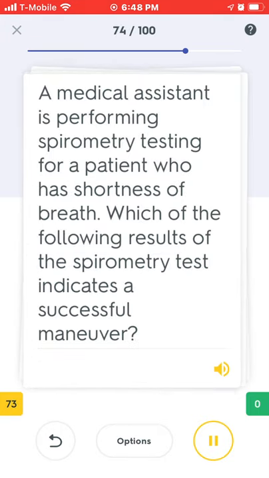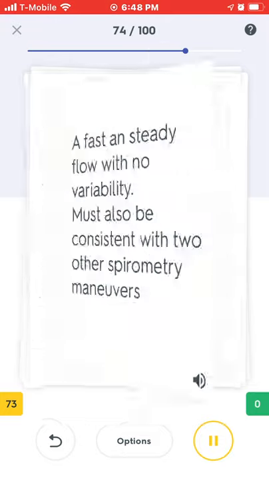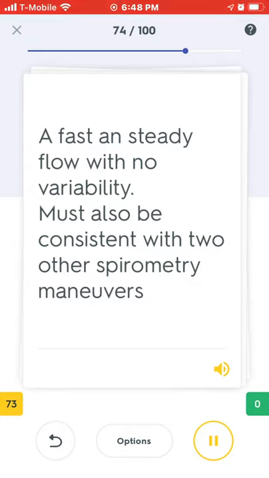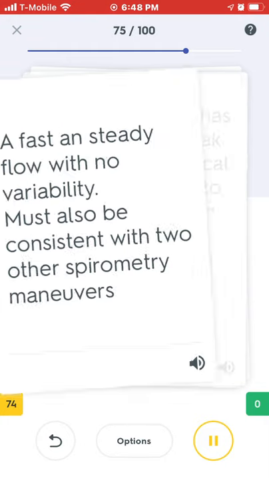A medical assistant is performing spirometry testing for a patient who has shortness of breath. Which of the following results of the spirometry test indicates a successful maneuver? A fast and steady flow with no variability, which must also be consistent with 2 other spirometry maneuvers.